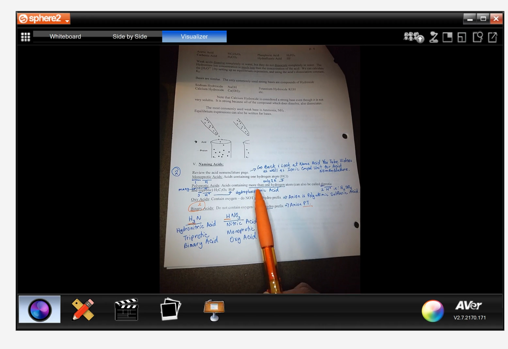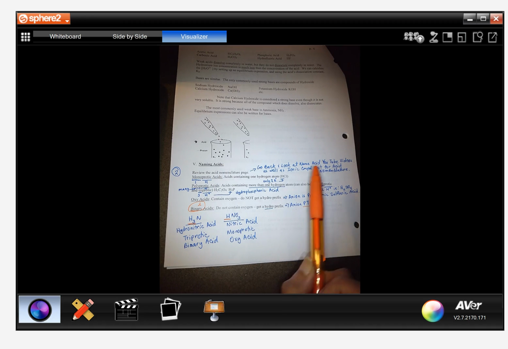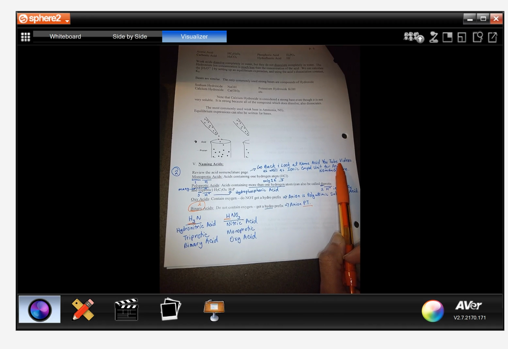So go back on modules in Canvas and find the module for the ionic compound unit, and look at some YouTube videos that have information on how you should name acids. Look at the acid nomenclatures. Look at the flow chart that I gave you. Some of you should have it, if not all of you, with your reference charts. But there are some things that I didn't talk about in naming acids, and those are the facts that I'm going to cover today.